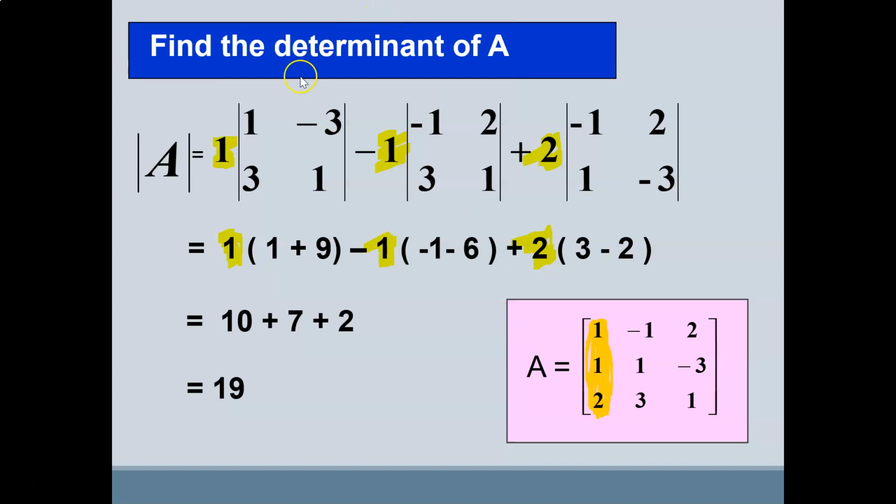So what is the determinant? You have this matrix A just now. You pick one column or one row, any one, up to you. But for me, I pick the first column, 1, 1, and 2. So I have 1, negative 1, and 2. Why does it become negative 1 over here? Because of the sign.